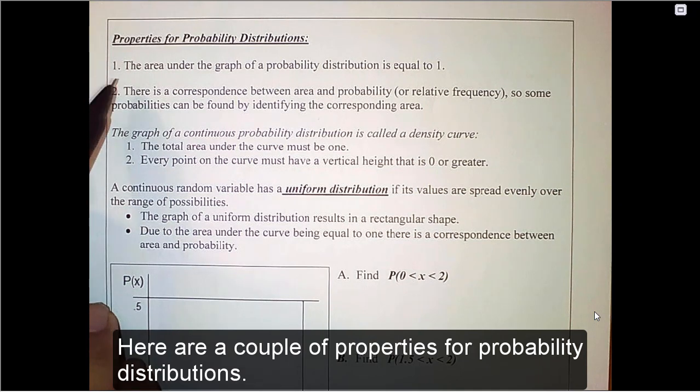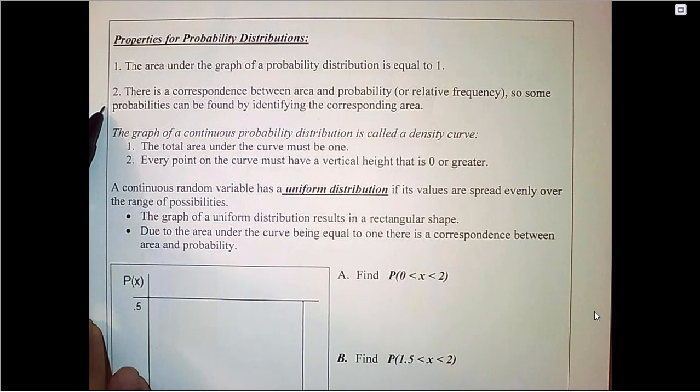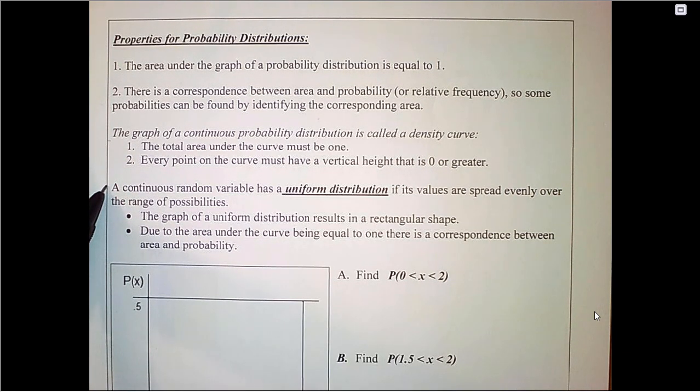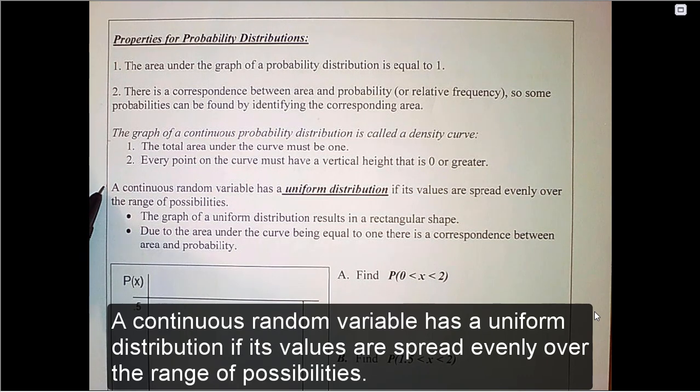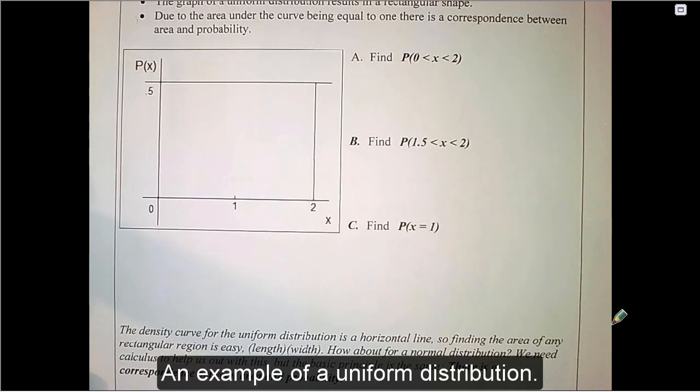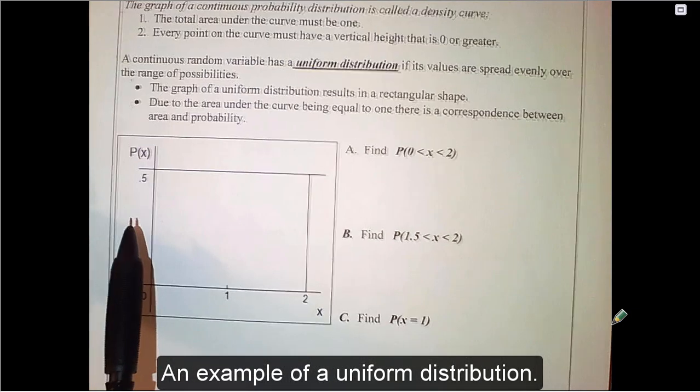Here are a couple properties for probability distributions. The graph of a continuous probability distribution is called a density curve. A continuous random variable has a uniform distribution if its values are spread evenly over the range of possibilities. An example of a uniform distribution.